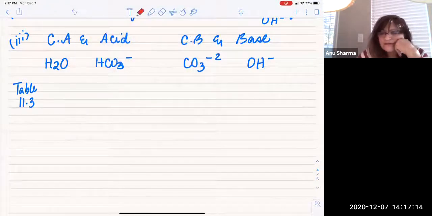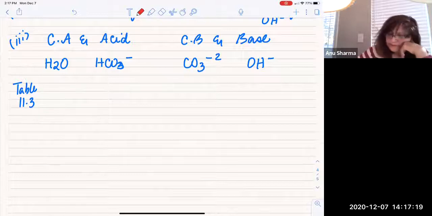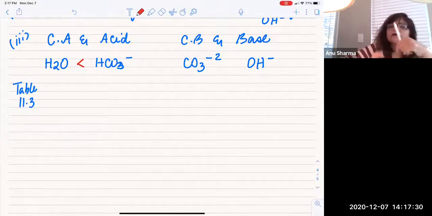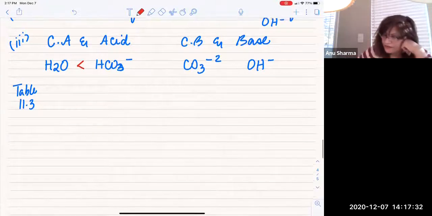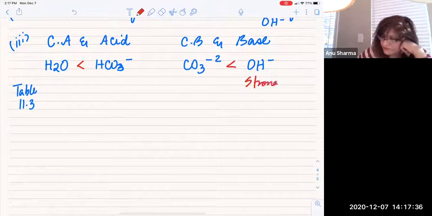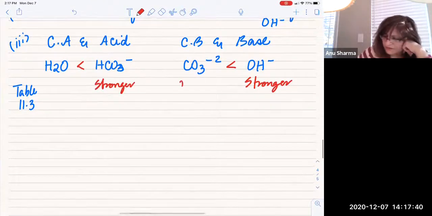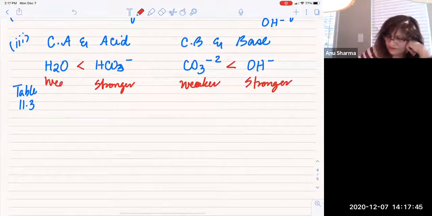And Anthony, what about the OH negative? Where is it? OH is stronger than carbonate. Very good. So this is stronger, and this one is stronger. This is weaker according to the table, and this is also weaker.